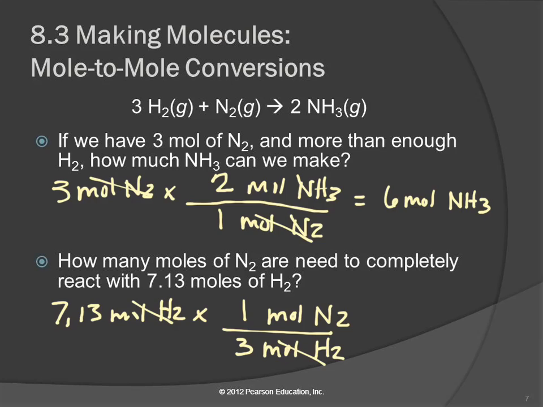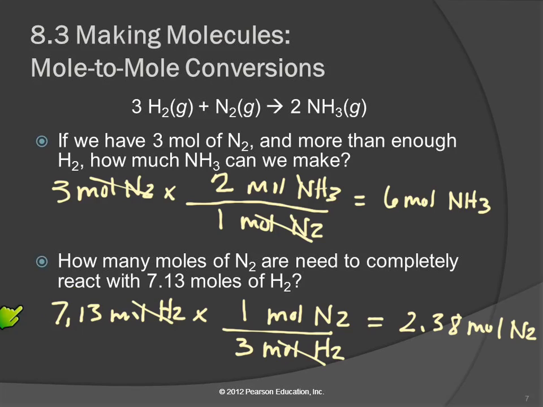Now that requires a calculator. 7.13 divided by 3. So 2.38, I'm going to round that off to 3 sig figs, moles of nitrogen.